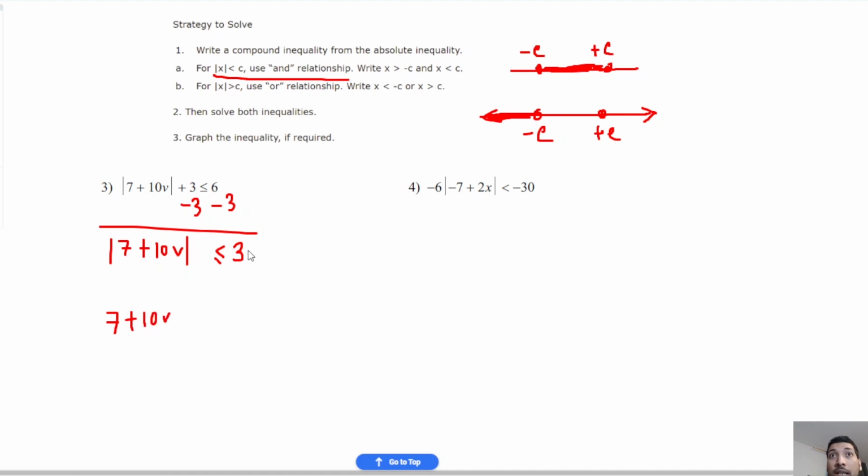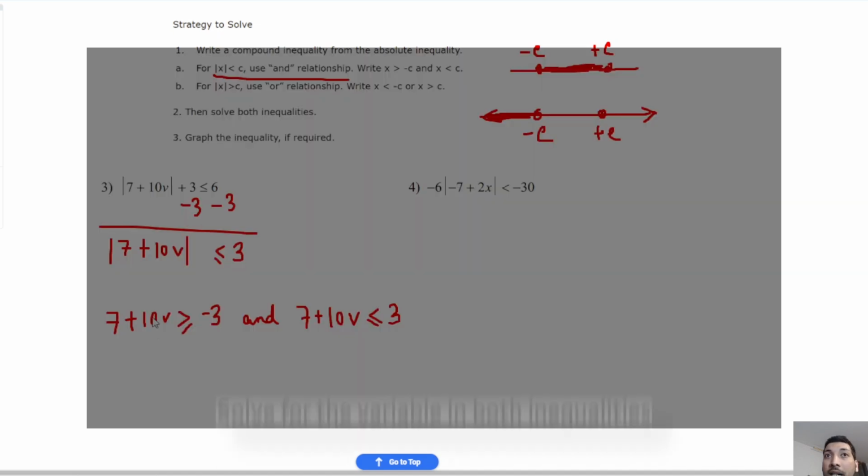So we have this 7 plus 10v, and we write greater than or equal to, since we have an equal sign, the negative value of this quantity, which is -3, and 7 plus 10v less than or equal to the positive value of this quantity, which is +3. Now we solve for this variable v.